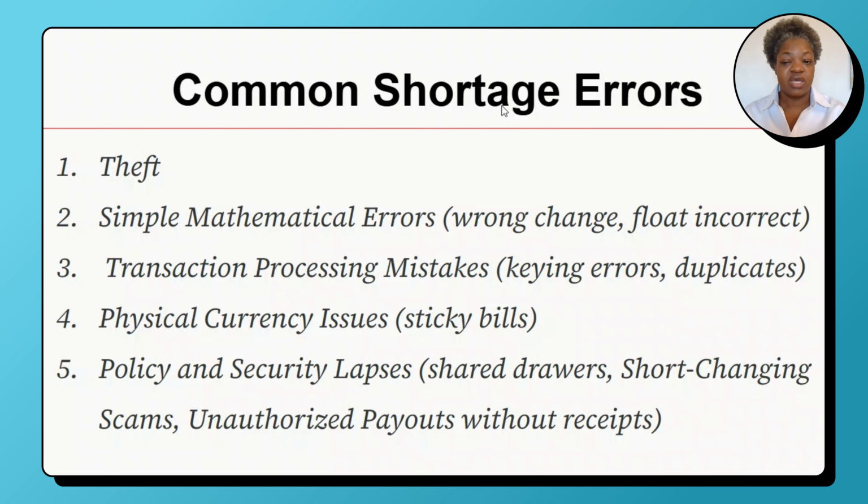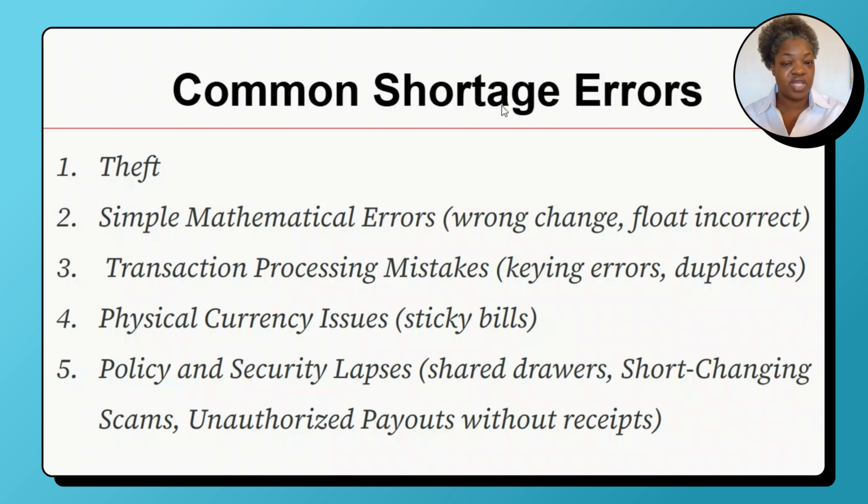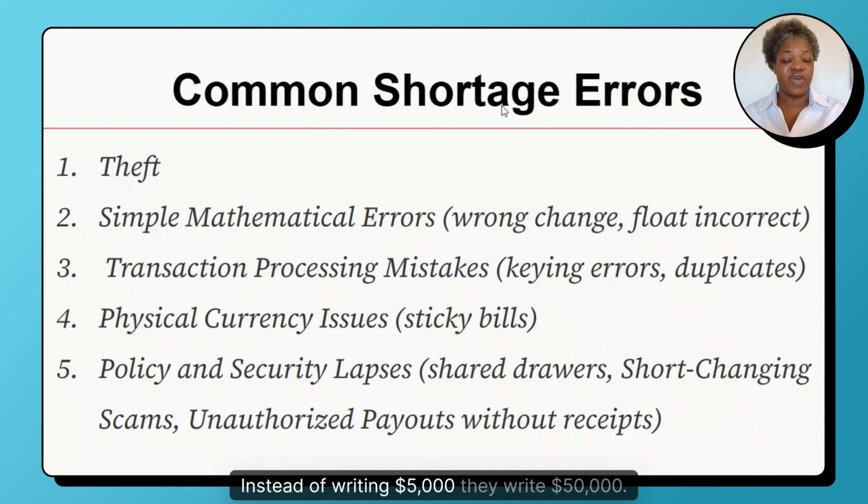Number three is transaction processing mistakes. Your employee could have keyed in the wrong information. Instead of writing 5,000, they write 50,000. The employee could also duplicate a transaction. Number four is physical currency issues. Sometimes we have these new banknotes, and of course, sometimes they stick together. Then this could cause an error in cash as well.